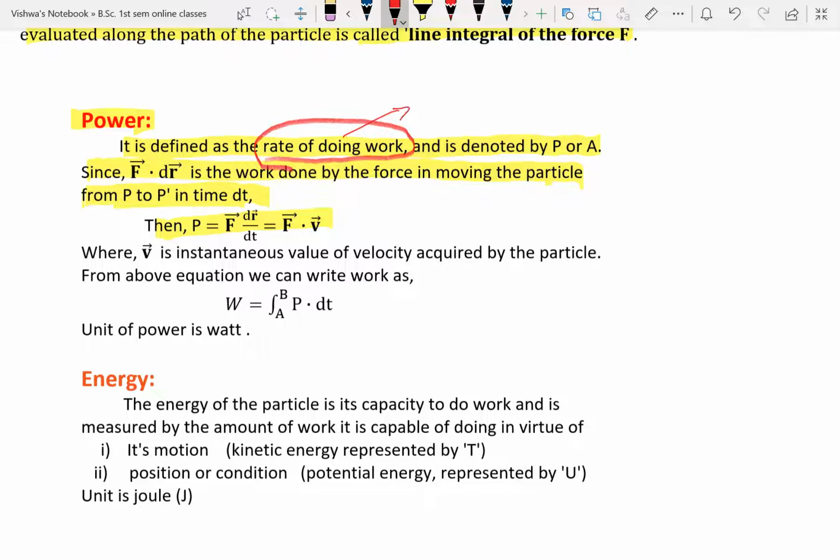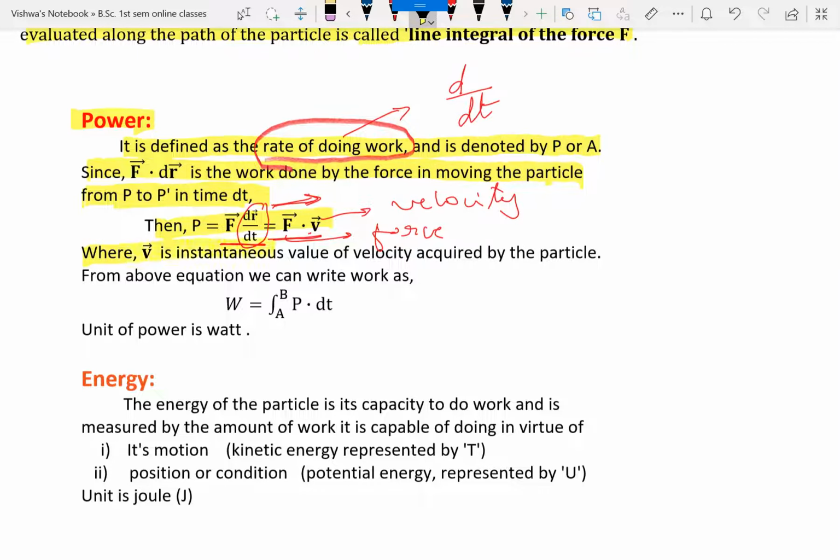Rate of doing work means we have to differentiate the work with respect to time, so it becomes d/dt. So power can be written as F · dr/dt. Then what is dr/dt? dr is the change in position vector, and its first derivative with respect to time gives velocity. So power equals F · v, where F is force and v is velocity. This dot product of force and velocity gives power.